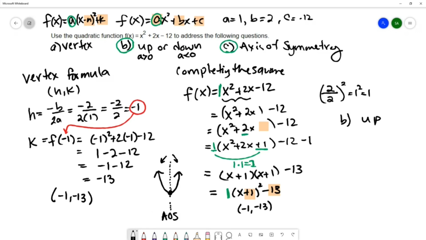So it's a vertical line. The equation of a vertical line is always x equals a number. And because our vertical line is passing through the vertex, we can use the x coordinate of our vertex to create that axis of symmetry. So x equals negative 1 is the axis of symmetry.